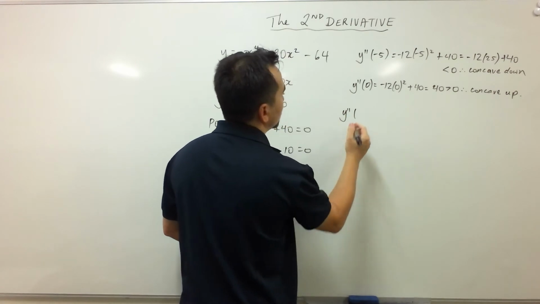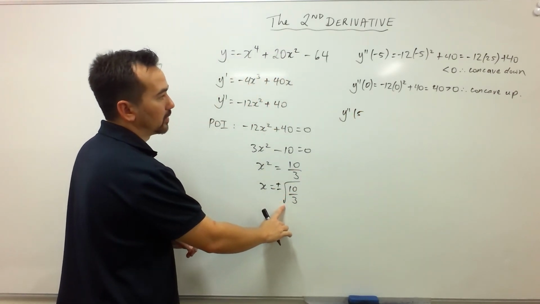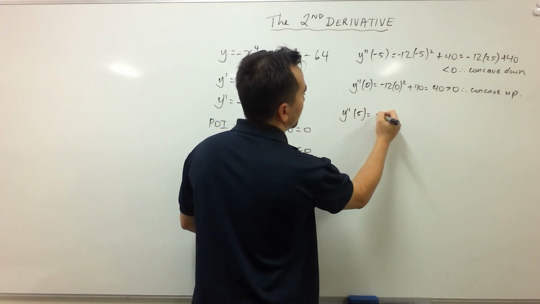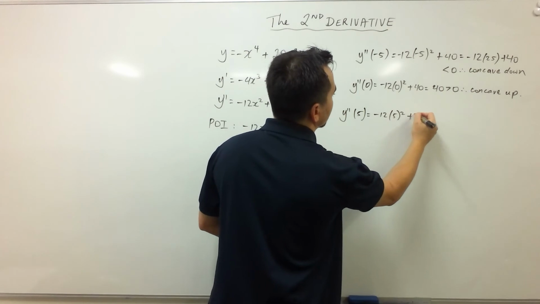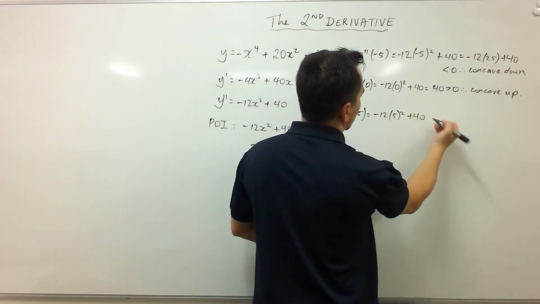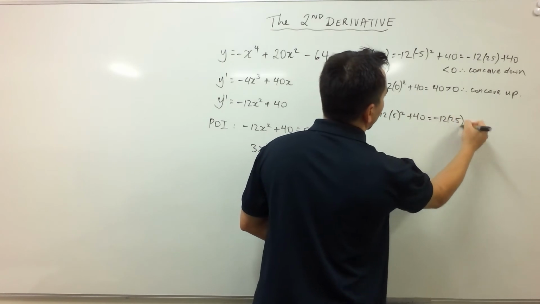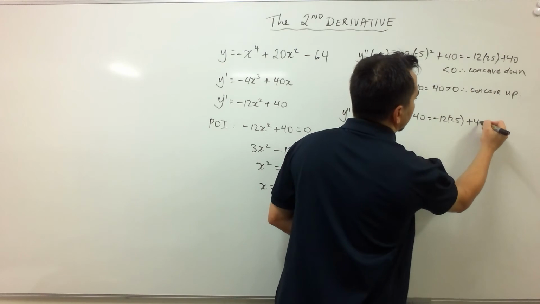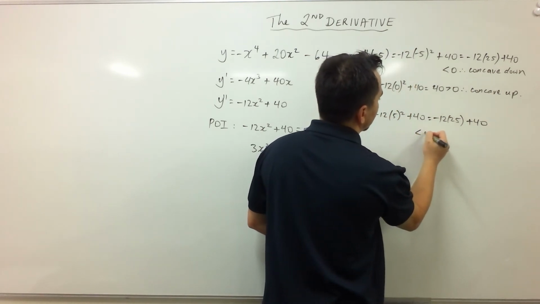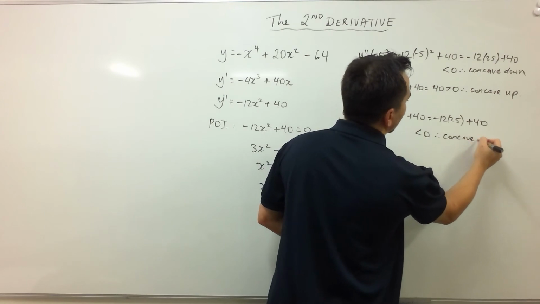Finally, let's choose a value to the right of the positive root 10 on 3, like the number 5. And we have negative 12 times 5 squared plus 40, and that's going to be equal to negative 12 times 25. Again, a very large negative number. When we add 40, it's still going to come out to be less than 0, and therefore this is going to be concave down.